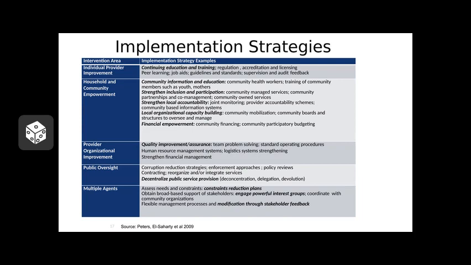You could also say that an intervention is community empowerment. Well, what does that mean? It might be community information and education. It might be strengthening inclusion and participation, local accountability, local organization capacity building, financial empowerment for community groups. So it's about taking the general idea of community engagement into very specific strategies that you can then evaluate, again, as intermediate outcomes: if we empower this community with better financial empowerment, for example, can we measure that? And then also, does that result in better health outcomes?